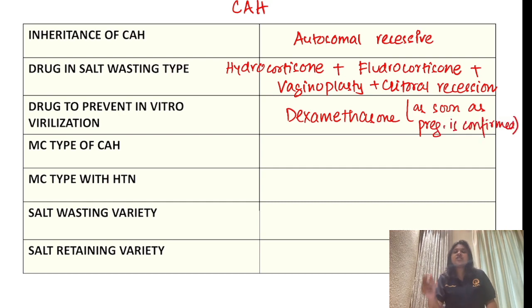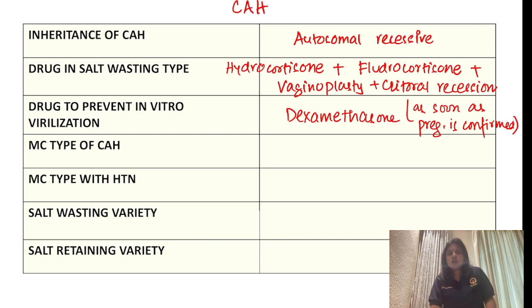The third question is how long do you give? Usually in the second trimester we go for a CVS, that is chorionic villus sampling, and in the chorionic villus sampling we determine the karyotype. If it is a male, we stop the drug, but if it is a female, we continue the drug till the end of pregnancy.